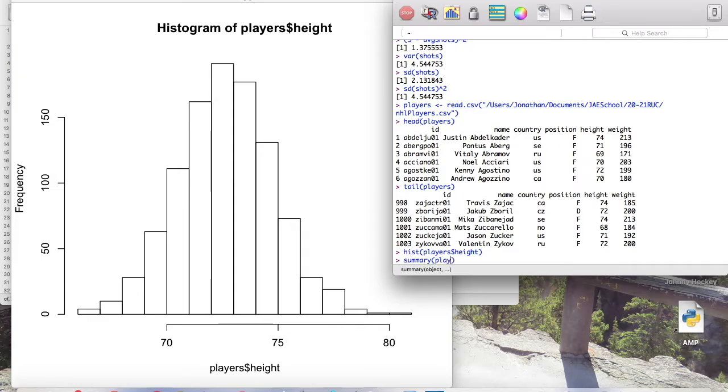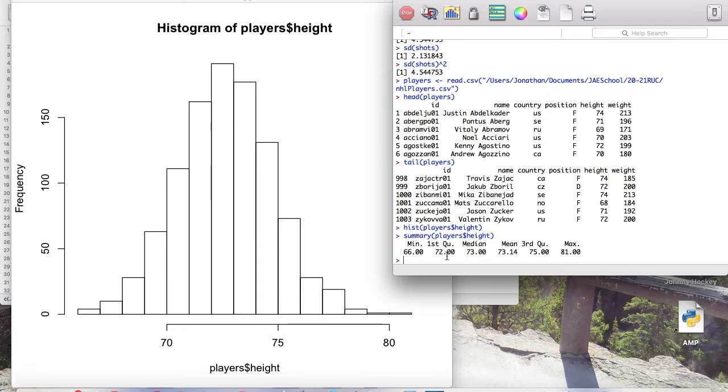So if we wanted, we could also call summary for height. And what we see is that the minimum value is 66 inches. The 25th percentile value is 72 inches, so 6 feet tall. The median, so if we were to put all of the players in a line going from shortest to tallest, and we were to pick the middle player, that player would be 6'1". The average value for all of the players is a little bit over 6'1".